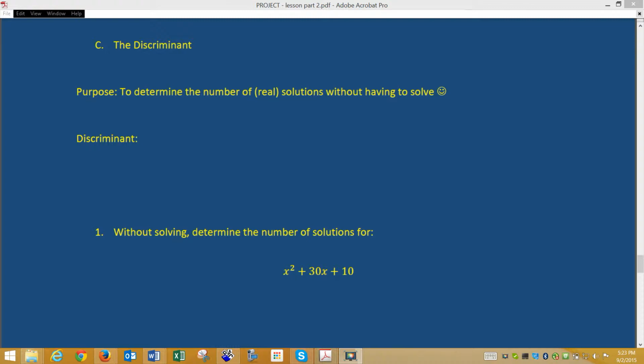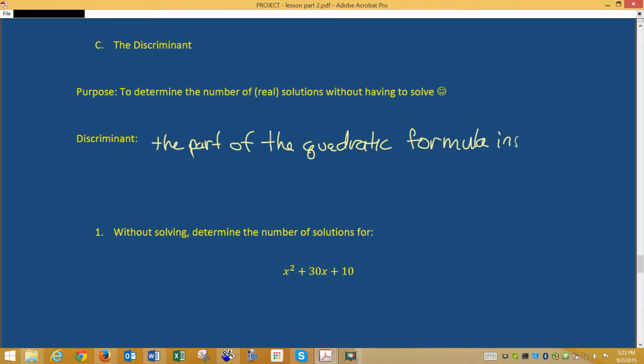So to start off, the discriminant is a part of the quadratic formula, the part inside the square root. And if we look at our formula, that ends up being b squared minus 4ac. And we call that the discriminant.